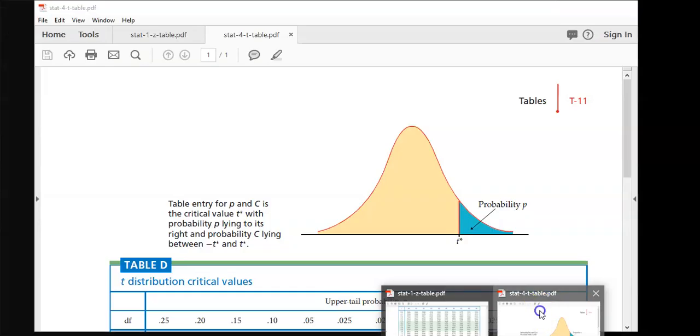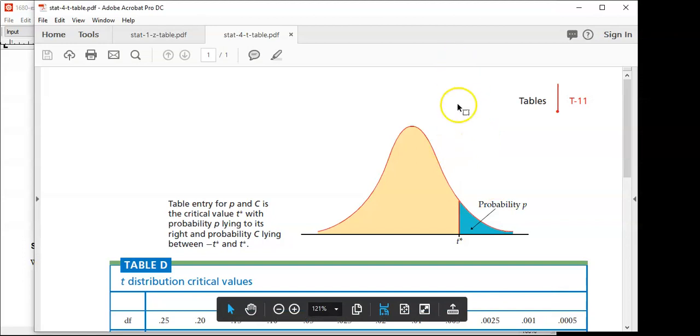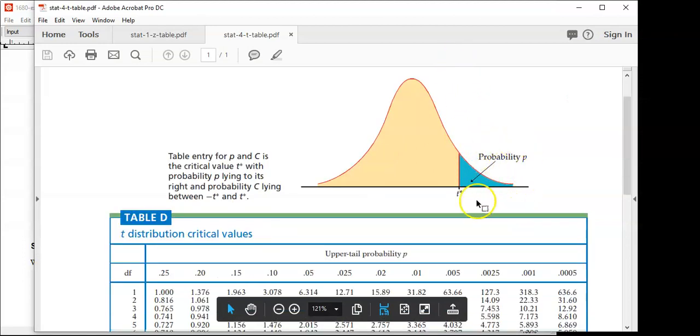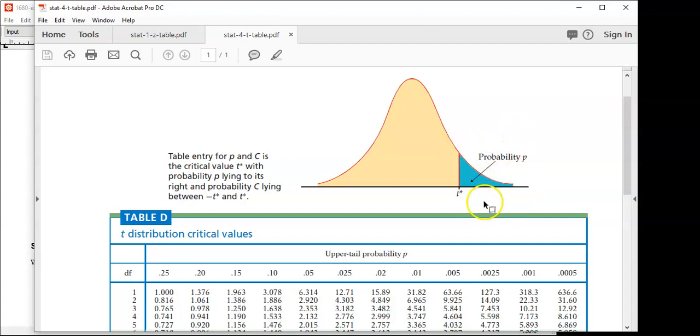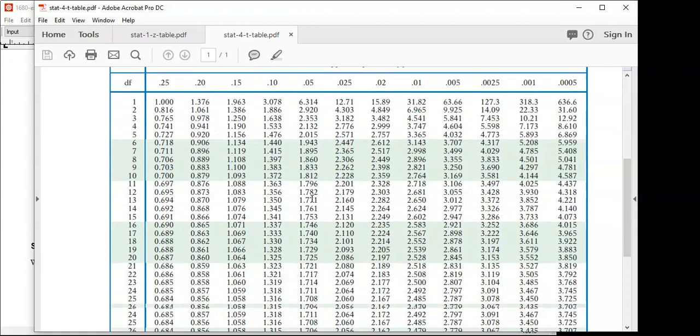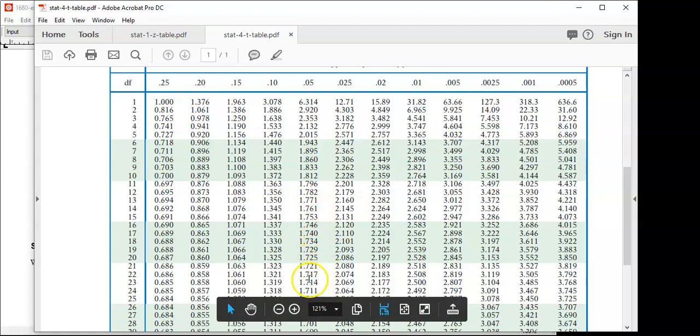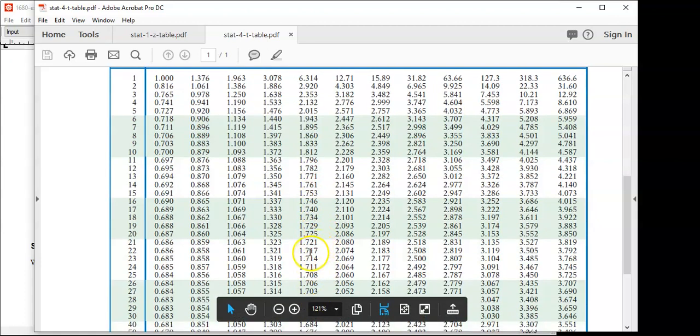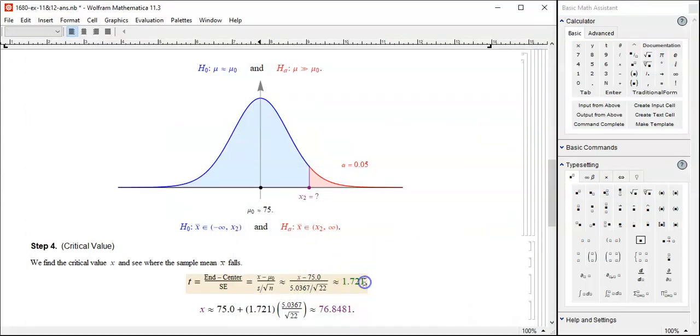So here in this t-table, this shaded probability is alpha, and that is 0.05. So we have to look at this column here. Do you see this column, 0.05? And then go down, down, down for degree of freedom of 21. Do you see this? 1.721. That is the t-value that you're looking for.